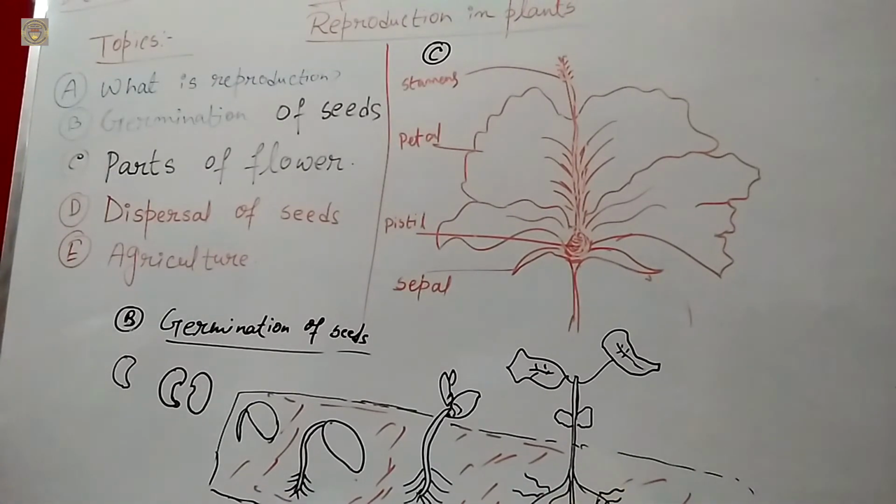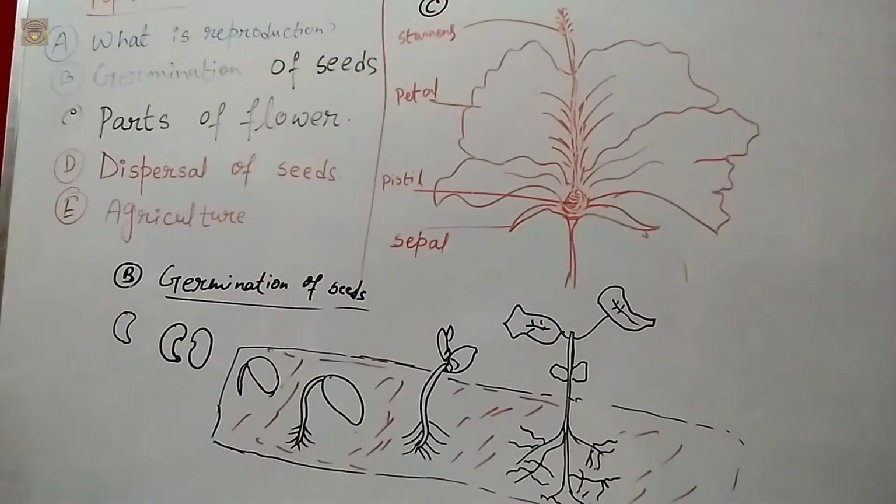In nature, dispersal of seeds is achieved in various ways. First is dispersal by wind, then dispersal by water, and dispersal by animals. These three are the agents of dispersal of seeds. Wind, water, and animals carry the seeds far away from the mother plant. Wind carries light seeds far away from the mother plant, like cotton.